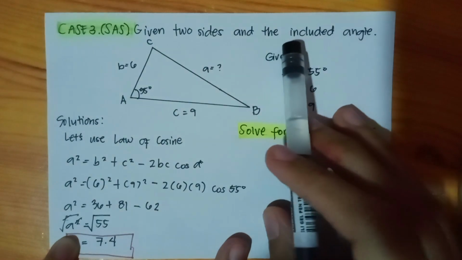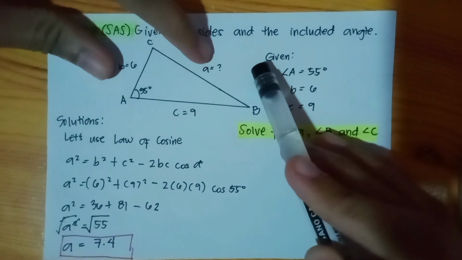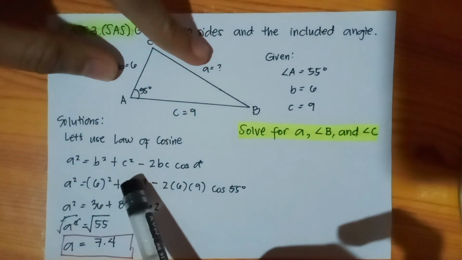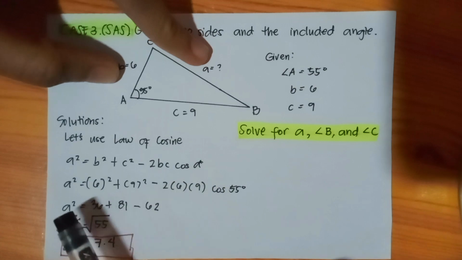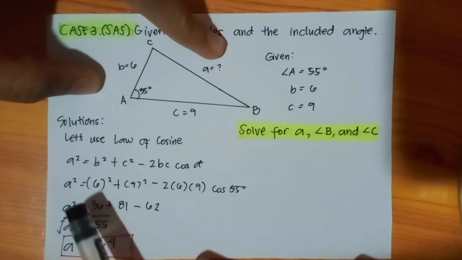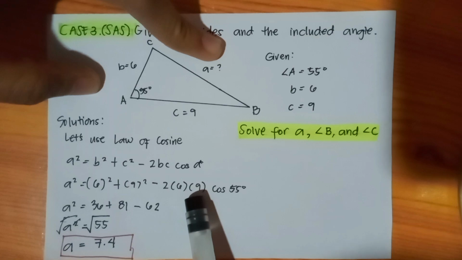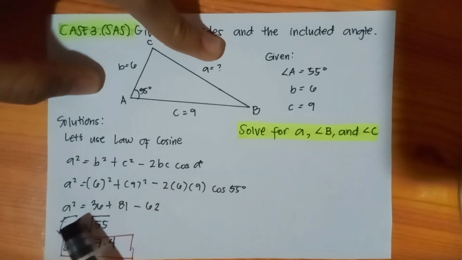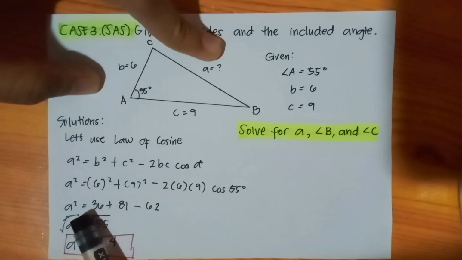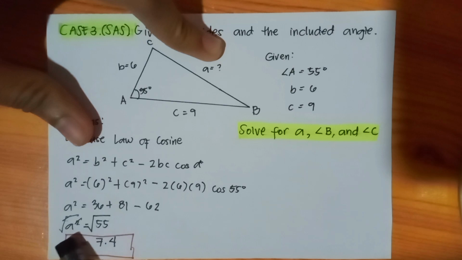First, let's find the side A by using the law of cosines. So we have here A squared equals B squared plus C squared minus 2BC cosine alpha. So let's plug in the given. So we have A squared equals 6 squared plus 9 squared minus 2 times 6 times 9 cosine 55 degrees. And we will have A squared equals 36 plus 81 minus 62. So to solve this, we have to take the square root of the result for A. So the square root of 55 is 7.4.